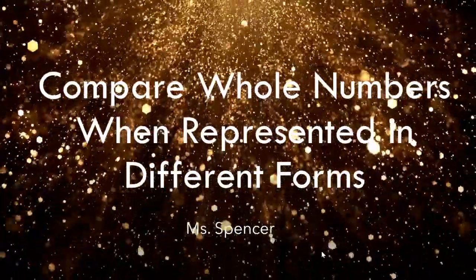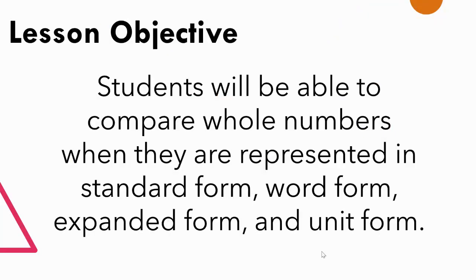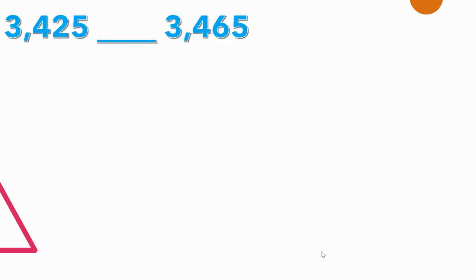Today we'll be comparing whole numbers when represented in different forms. The objective for today is students will be able to compare whole numbers when they are represented in standard form, word form, expanded form, and unit form. Here we have 3,425, and we're going to compare it to 3,465. Both of these numbers are already represented in standard form, so we don't need to rewrite them because we can already compare them in the form that they're in.